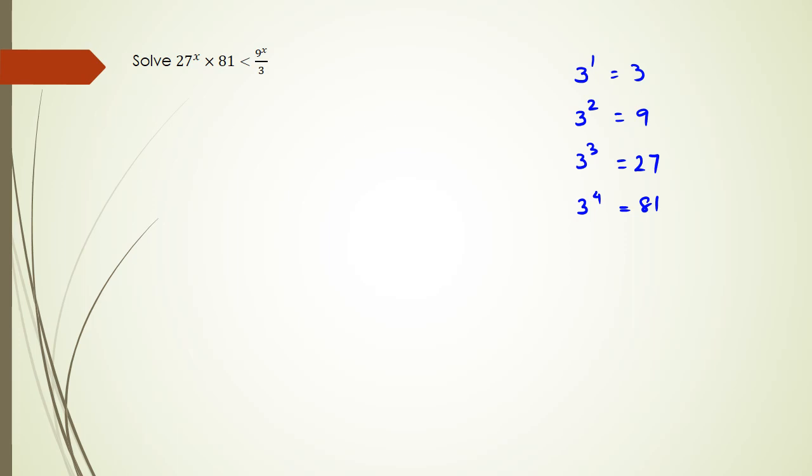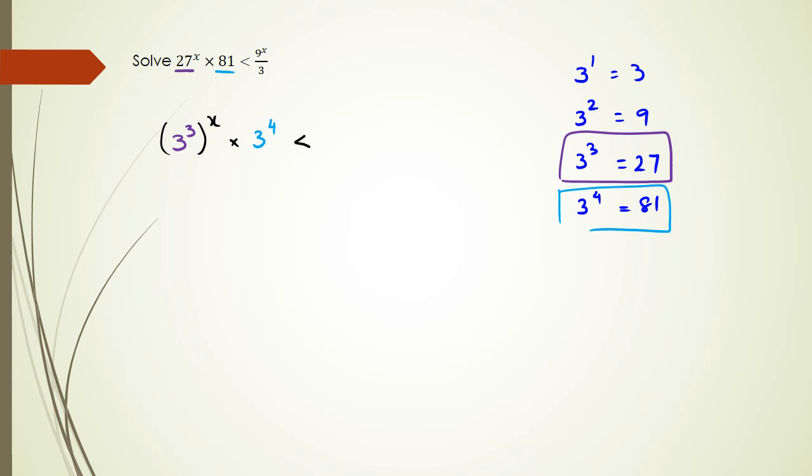So what I'm going to do is start replacing all of these numbers that are not 3 with powers of 3. So 27 there, I'm going to replace with 3 to the power of 3. So that's going to look like this. Now, because that's been raised to the power of x, remember that's 27 to the power of x, multiplied by 81. Now, 81 is 3 to the power of 4, so I'm going to write that there.